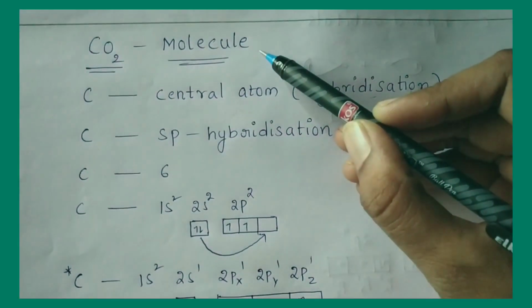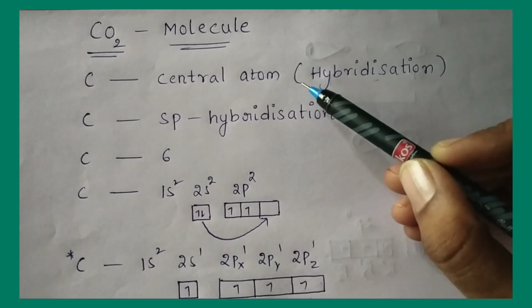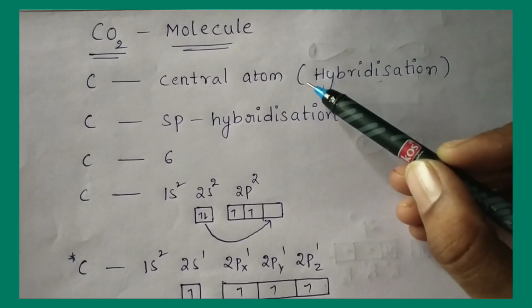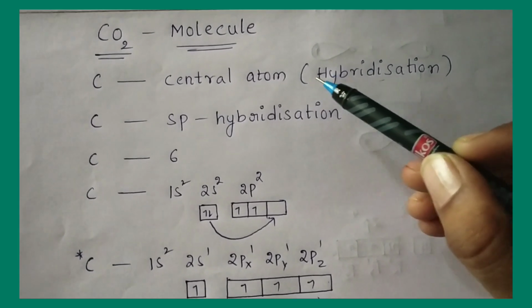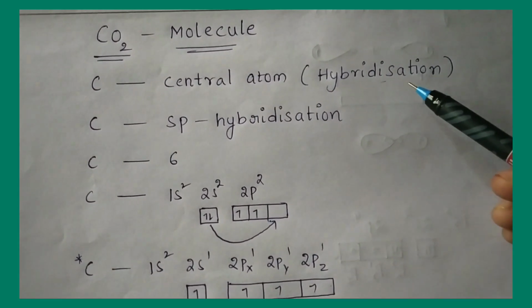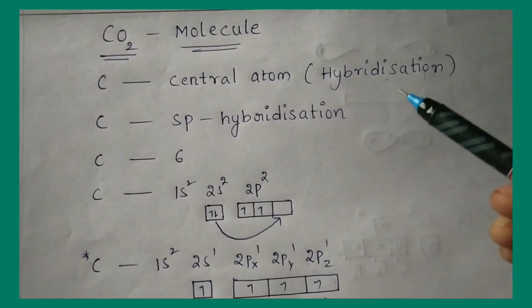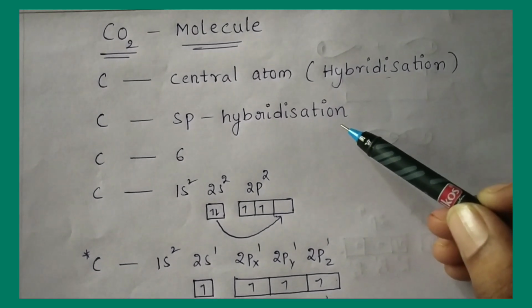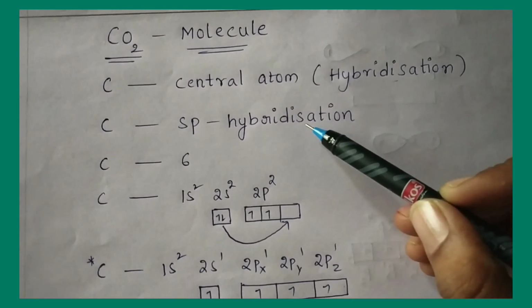CO2 molecule formation. Here in the CO2 molecule, carbon is the central atom. So carbon orbitals can undergo hybridization. The type of hybridization in the CO2 molecule is sp hybridization.